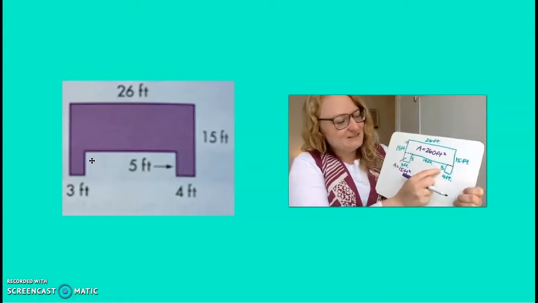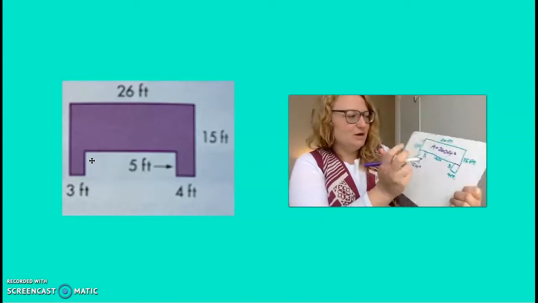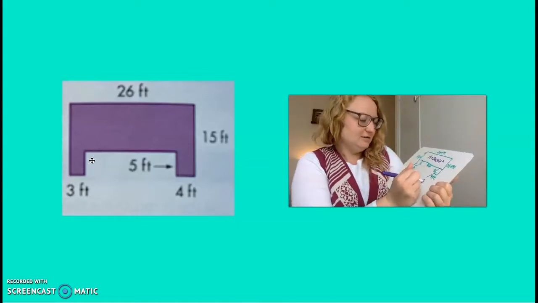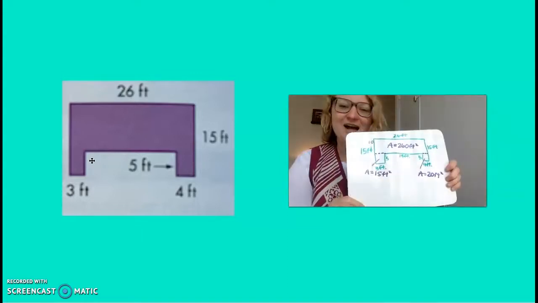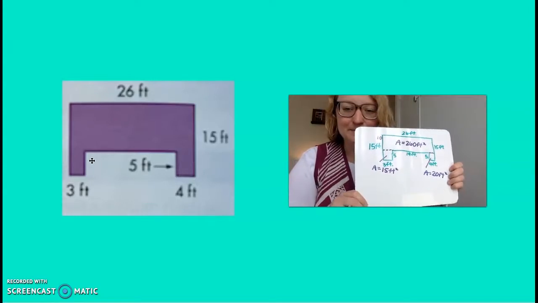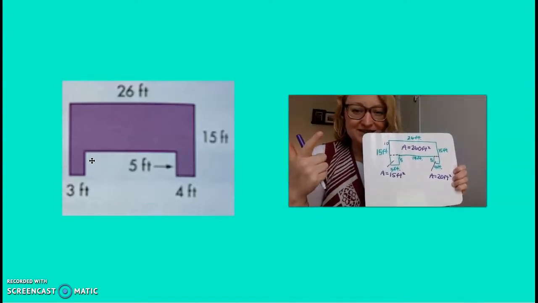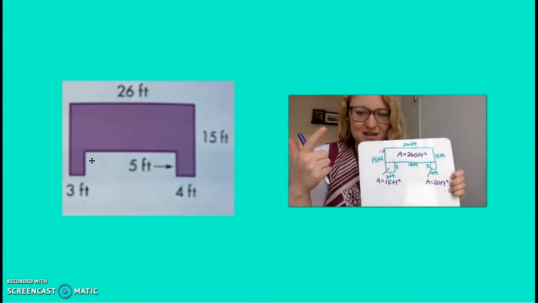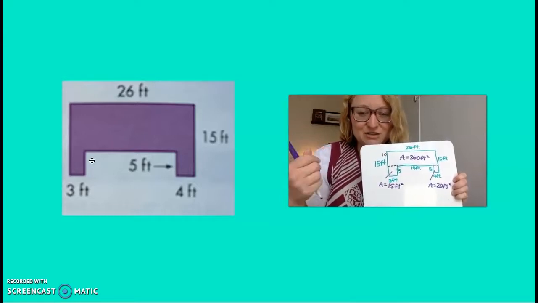And then I have this little guy left. I know the length is 5, the width is 4, so my area here is going to be 20 feet squared. And my final step, so I've drawn it out, I've labeled all the sides and found the missing sides. I decompose the shape, I split it into smaller shapes, then I'm finding the area of each smaller shape.